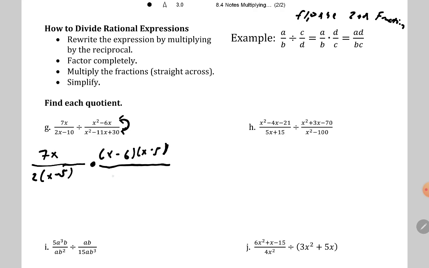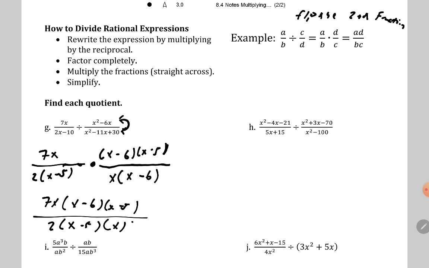And then x squared minus 6x goes on the bottom. So I have x times the quantity (x minus 6). Cancel out, well actually, multiply them together. So everything gets multiplied. And so we get 7x(x minus 6)(x minus 5) over 2 times (x minus 5) times (x minus 6). Cancel out. And we're left with 7x over 2x, which is equal to 7 over 2.